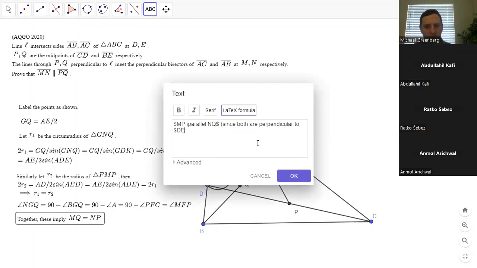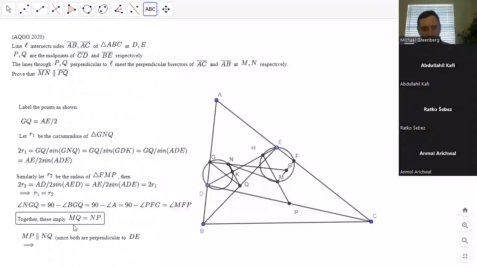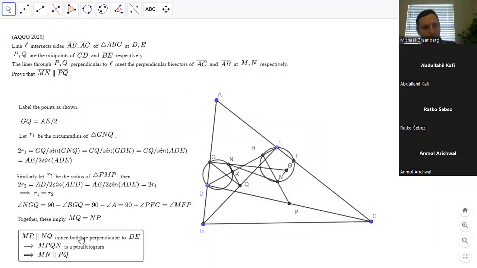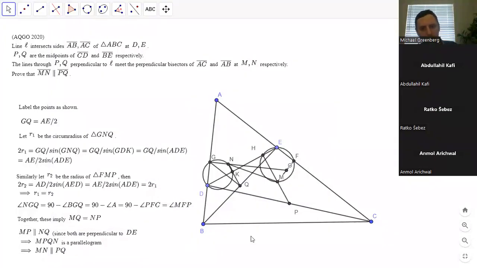To DE, and that implies MPQN is a parallelogram. And that implies MN is parallel to PQ. All right. So it took me a while to write that up, but yeah, not too bad of a problem. All right, so let's move on to the next one.